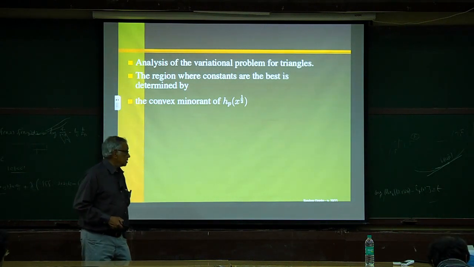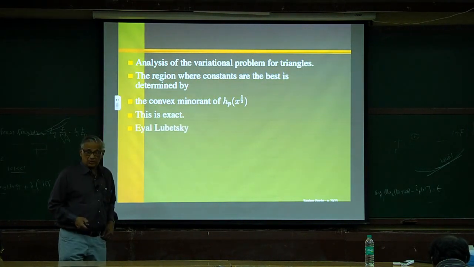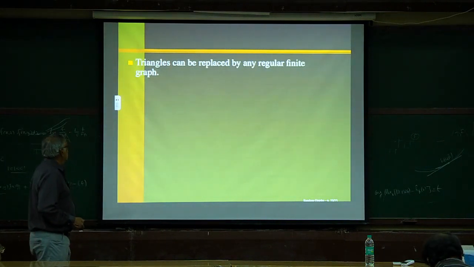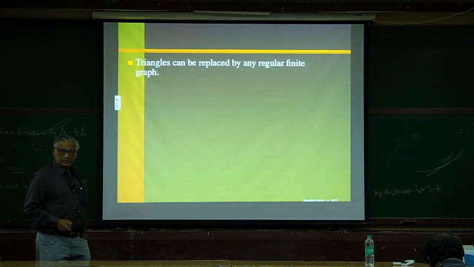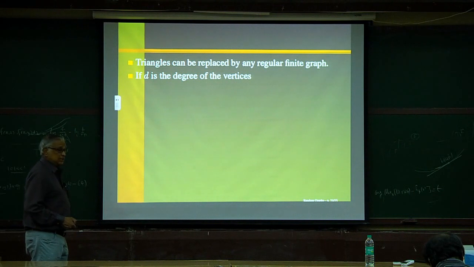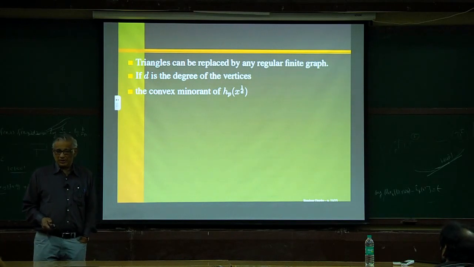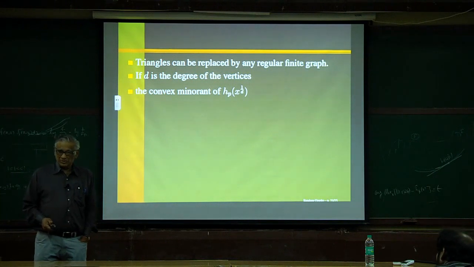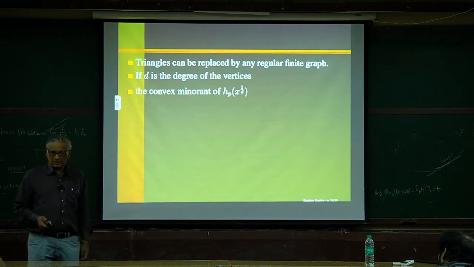Okay? This is exact. It's a result due to Lubetzky. Triangles can be replaced by any regular finite graph. And then, if d is the degree of the vertices, the convexity is decided by x to the 1 over d. And for the triangle, d is 2. Okay. This is again an exact result.